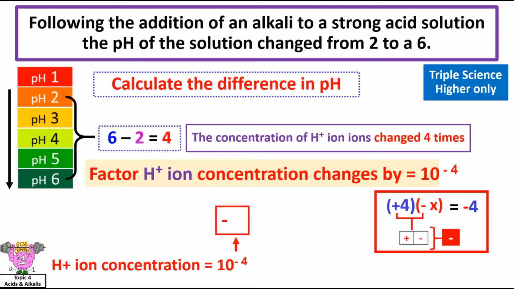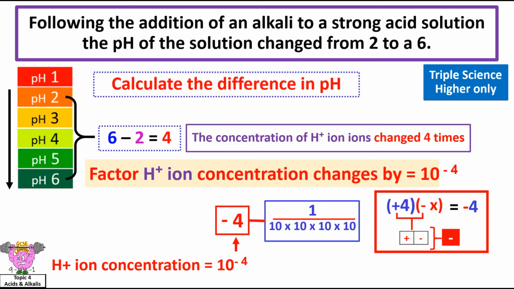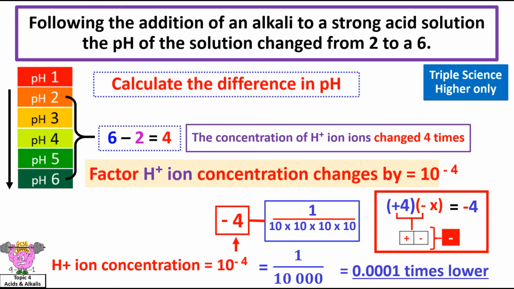The minus means 1 divided by, and the 4 means there are 4 lots of 10s. That is 10 times 10 times 10 times 10. Do the maths, and this gives us 1 divided by 10,000. Do the maths again, and this tells us pH 6 is 0.0001 times lower than pH 2. These may seem to be a bit tricky to start with, but keep going over these examples until you get your head around how to do them.